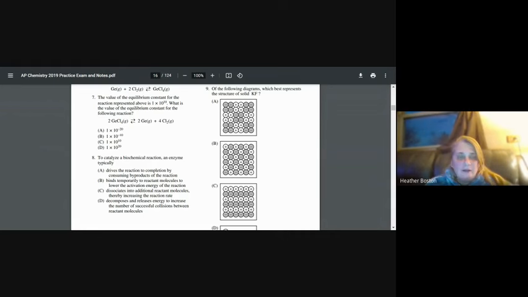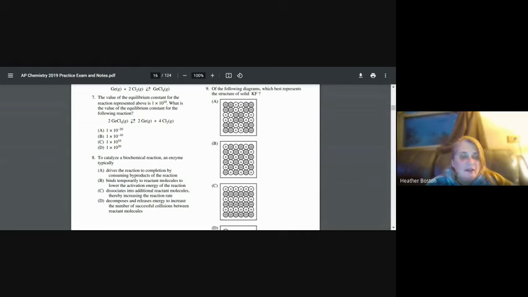And catalysts, if you remember, do take part in the reaction. They work by creating a new reaction mechanism and by lowering the activation energy. They don't actually change those. So you're going to look for answers that don't talk about the catalyst turning into something else. Like D says the catalyst decomposes. No, that's a chemical reaction, so that's not going to happen.